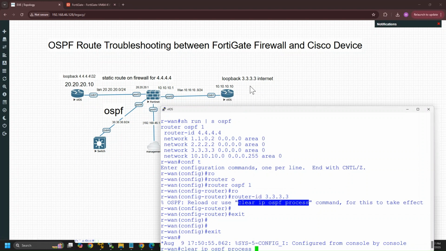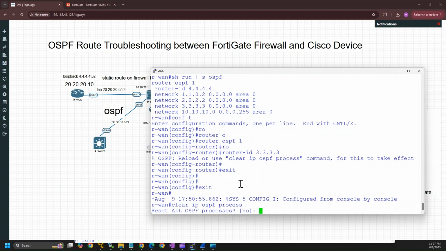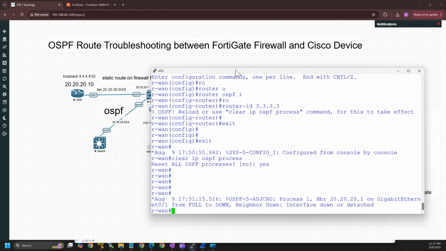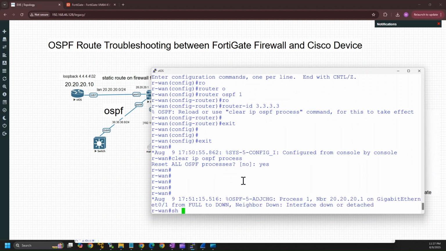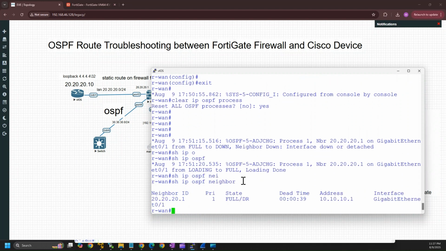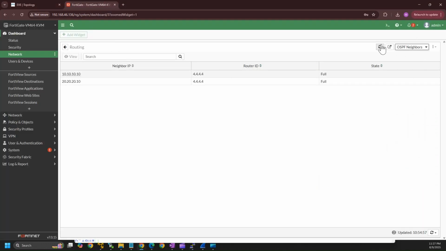After a few days, when this router was refreshed due to a reload, the issue started. So we cleared the OSPF process. Here you have to put yes. Now OSPF will go down and perform a new neighborship. You can see that OSPF went down and came up. If we check again, the OSPF neighbor is up, and if we refresh here, you can see the router ID changed.